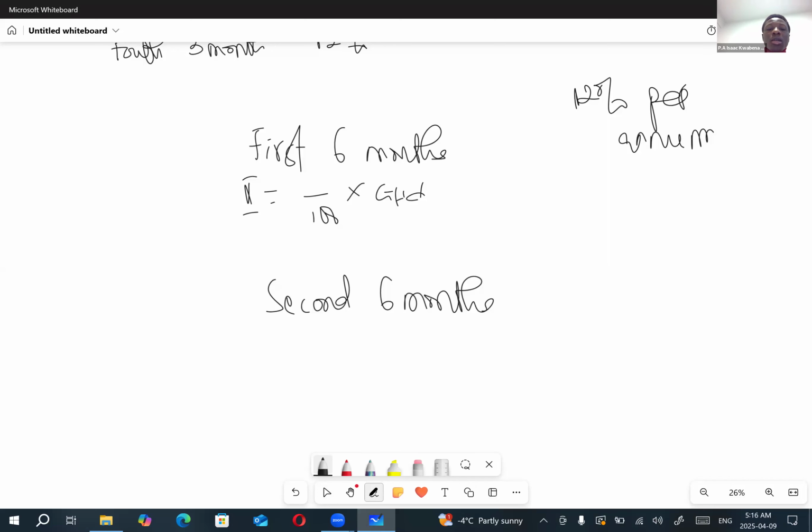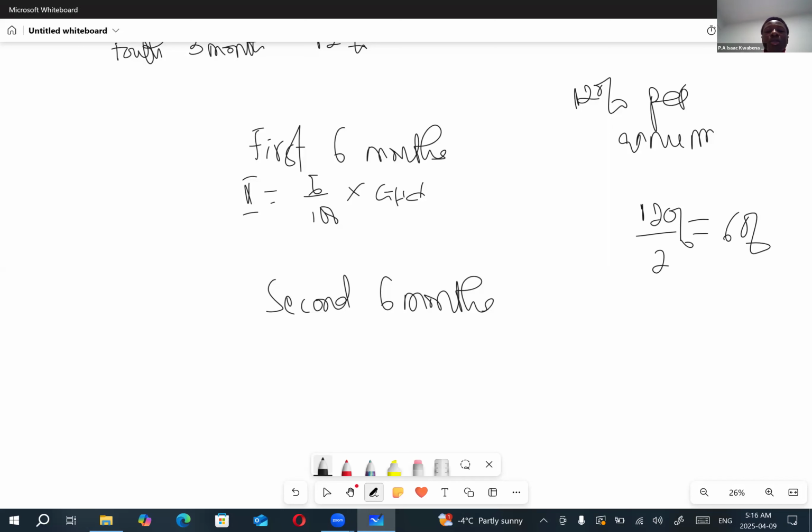So you are going to use 6%. Why? Because the interest is 12% for the whole year. Since it's compounded half yearly, you divide 12 months by 2, and you divide the rate by 2 as well. So you get 6%, right?